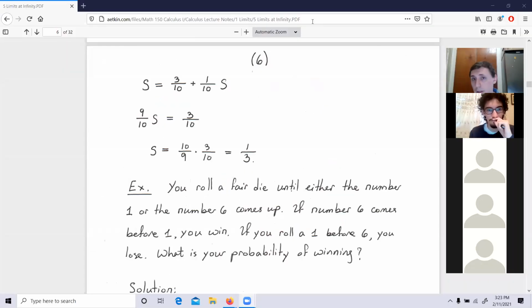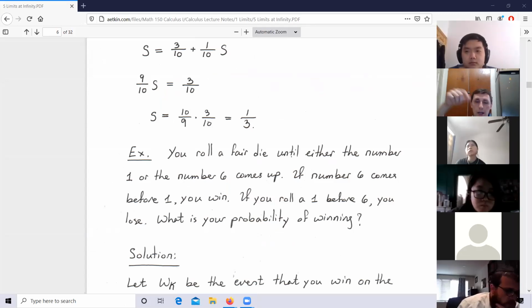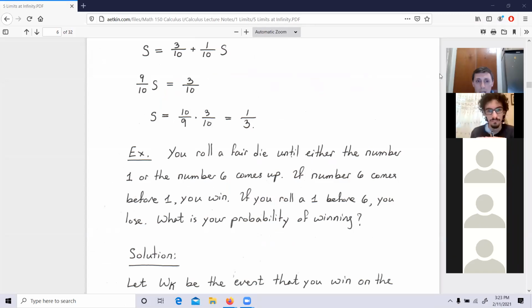Now here is the probability question, last question for today, possibly. You roll a fair die until either the number 1 or the number 6 comes up. You understand? So you continue throwing the die until you see 1 and then you stop, or you see the number 6 and you stop. Good? Understood what you do? The question is this.